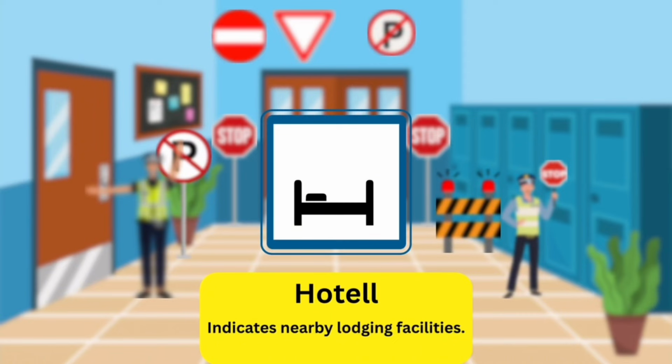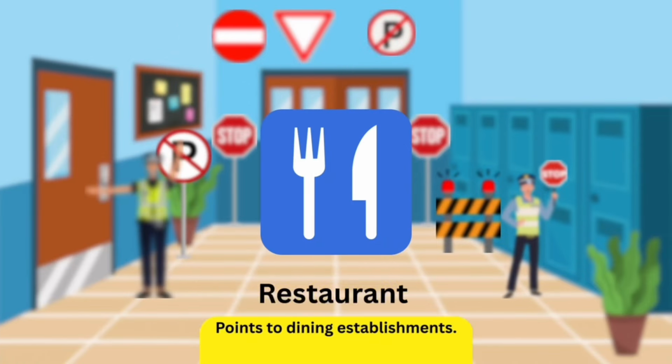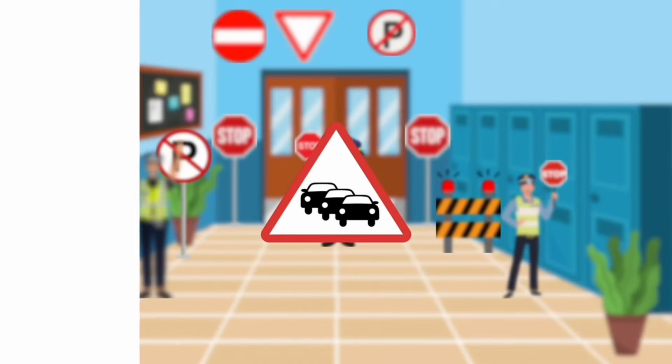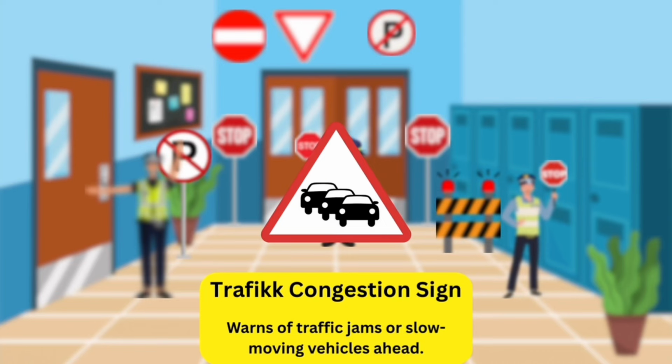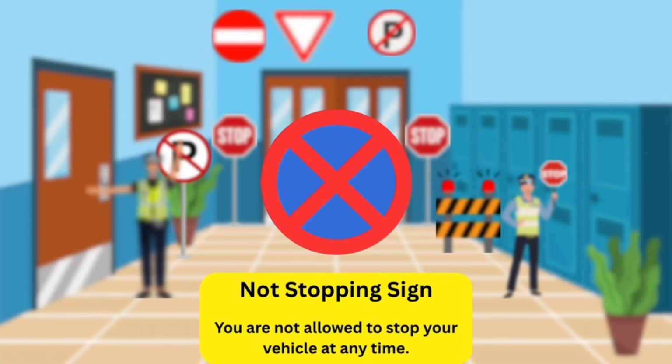Hotel. It means it indicates nearby lodging facilities. Restaurant. It means it points to dining establishments. Traffic congestion sign. It means it warns of traffic jams or slow-moving vehicles ahead. Not stopping sign. It means you are not allowed to stop your vehicle at any time.